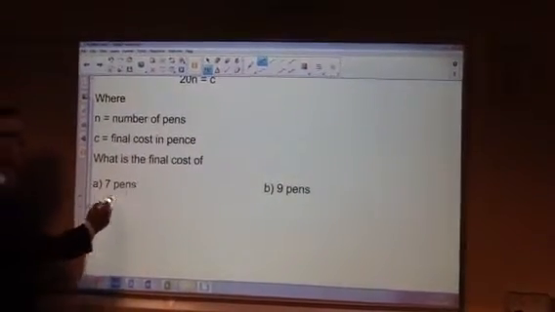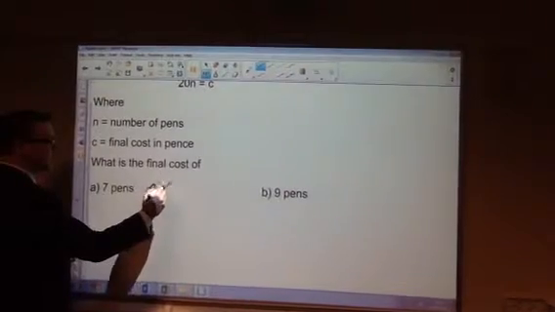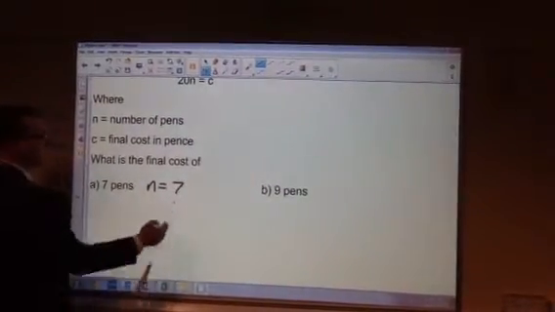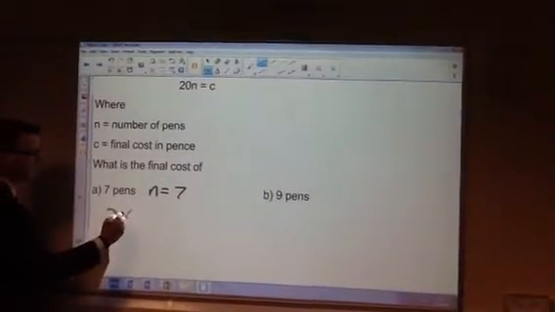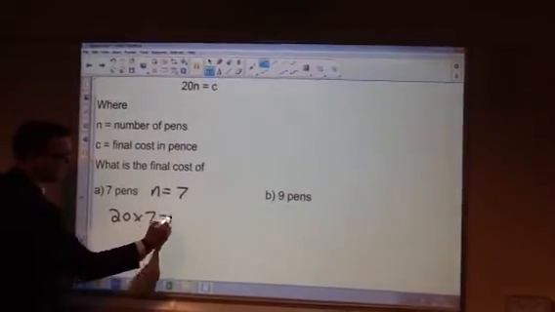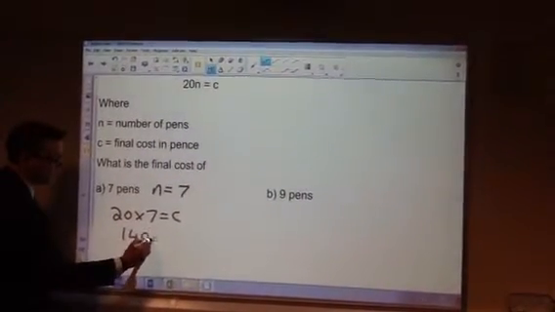I'll keep the formula there. To work out how much 7 pens cost, all I've got to do is write down what my n is, my number of pens. My number of pens is 7. So instead of doing 20 times n, I'm going to be doing 20 times 7 to get me this cost, and 20 times 7 is 140 pence.